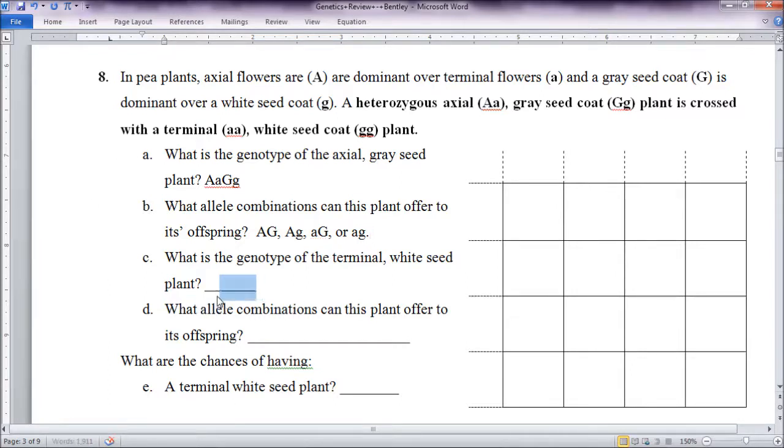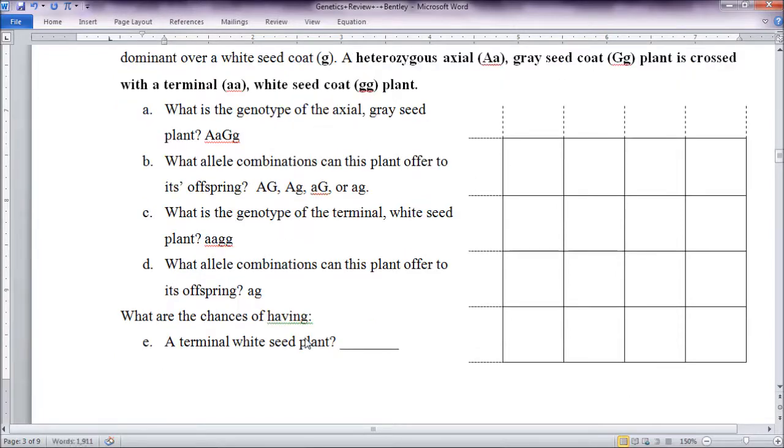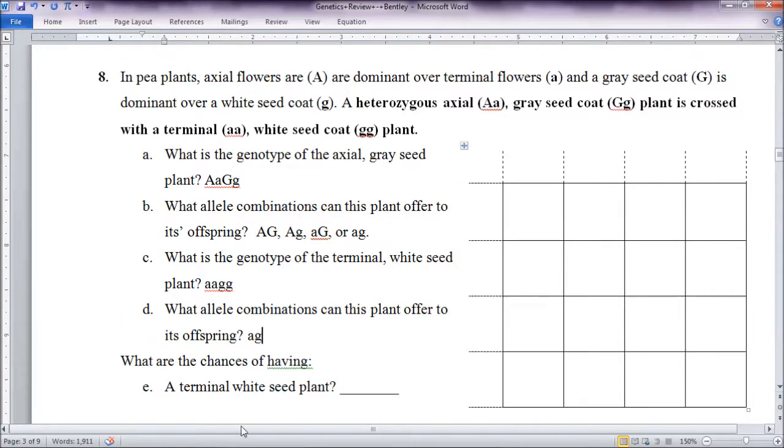So the genotype of the other plant is little a, little a, little g, little g. And this one's easy. If you match the first a with the first g, it's ag. If you match the second a with the second g, it's ag. It's all ag. So we just do a little a, a little g, and that is the only combination that plant can offer its offspring.